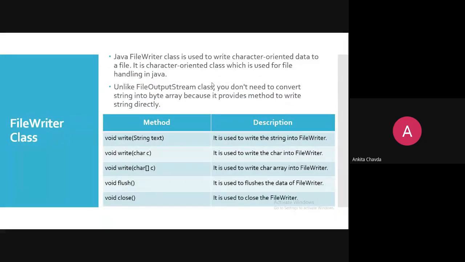Java file writer class is used to write the character oriented data to a file. It is a character oriented class which is used for file handling in Java, because we need to write something in character, not in bytes. Unlike the file output stream class, you don't need to convert your string into byte array, because it provides the method to write string directly. So here in this write method, you can directly pass the string. You can even write a single character. You can even write the character array, flush and close, you know already.